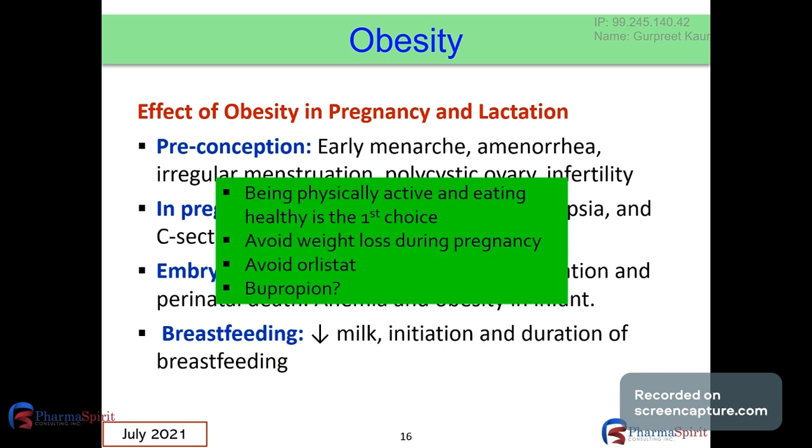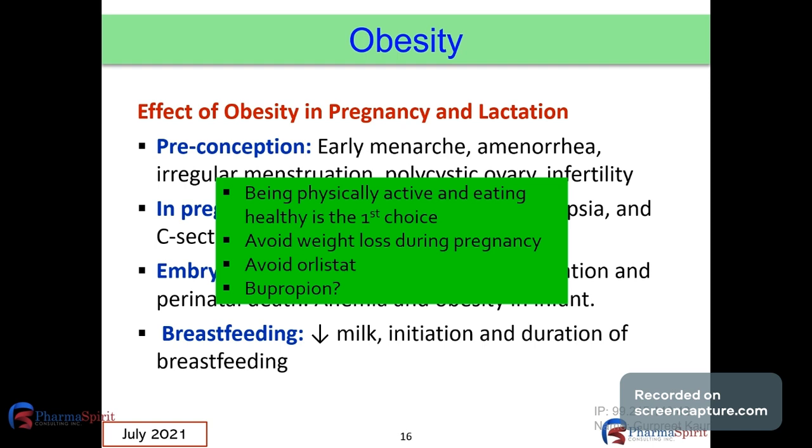So how do we manage obesity in pregnancy? Very important in pregnant and breastfeeding mothers who are obese to become physically active and to eat healthy. Obese pregnant women should also be advised to not try losing weight during pregnancy.